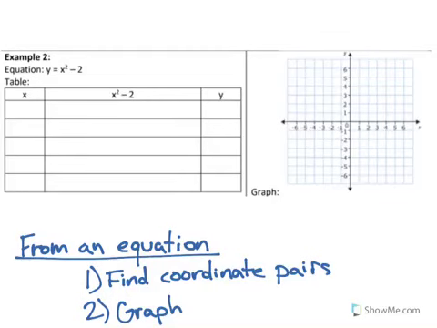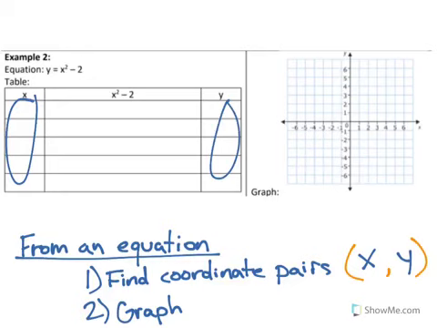Alright, so we're going to do two examples in which we're using our initial equation to find coordinate pairs, and we'll find those within these columns. Remember, a coordinate pair looks something like that, where we always have the x value, which tells you how far to go left and right, and then a y value, which tells you how far to go up and down.